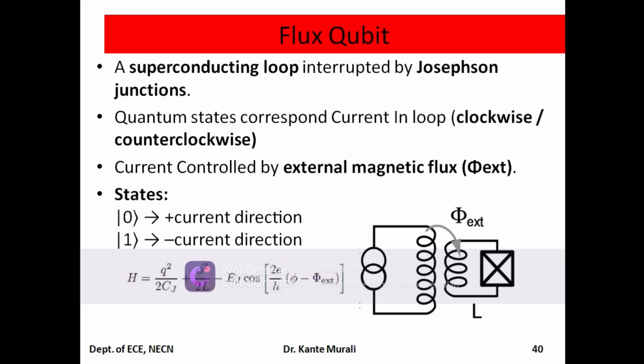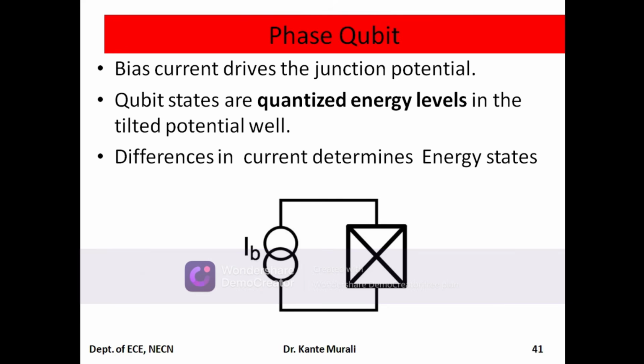Similarly, let us see the flux qubit. Here the superconducting loop is interrupted by Josephson junctions. The current can circulate clockwise or anti-clockwise. The two directions represent the 0 and 1 states. By applying an external magnetic field, we can control the energy difference between the two states. Next, the phase qubit. Here, a bias current is applied to the Josephson junction, creating a tilted potential well. The qubit states are discrete energy levels within that well, similar to how a ball can occupy different rungs in a tilted bowl. By changing the bias current, you can control the spacing between the energy levels.